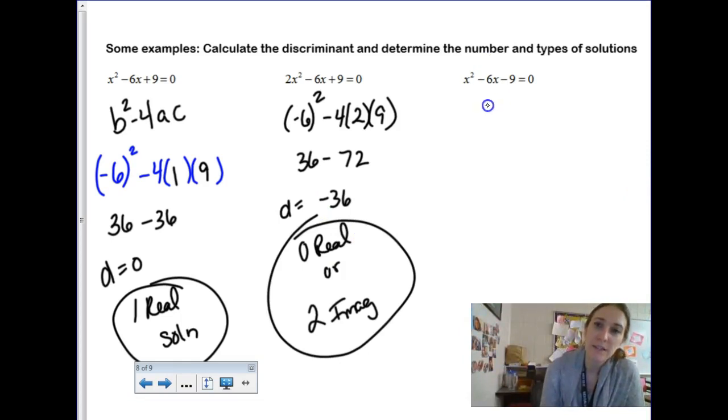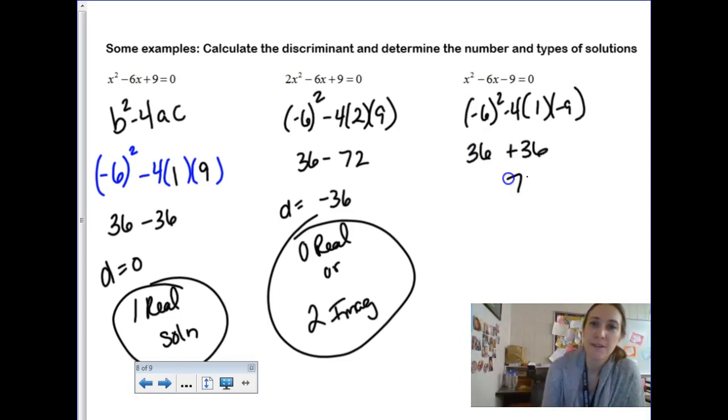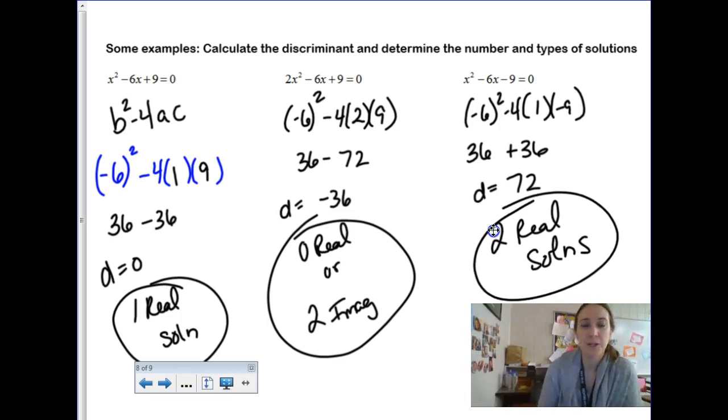And then, this next part, b squared, so negative 6 squared, minus 4 times a times c, 36 plus 36, which is positive 72. So if your discriminant comes out to something positive, that means you have 2 real solutions. So there were the 3 cases right there illustrated. Discriminant of 0 gives you 1 real solution. Discriminant that's negative is going to give you imaginary solutions. And a discriminant that is positive gives you 2 real solutions.